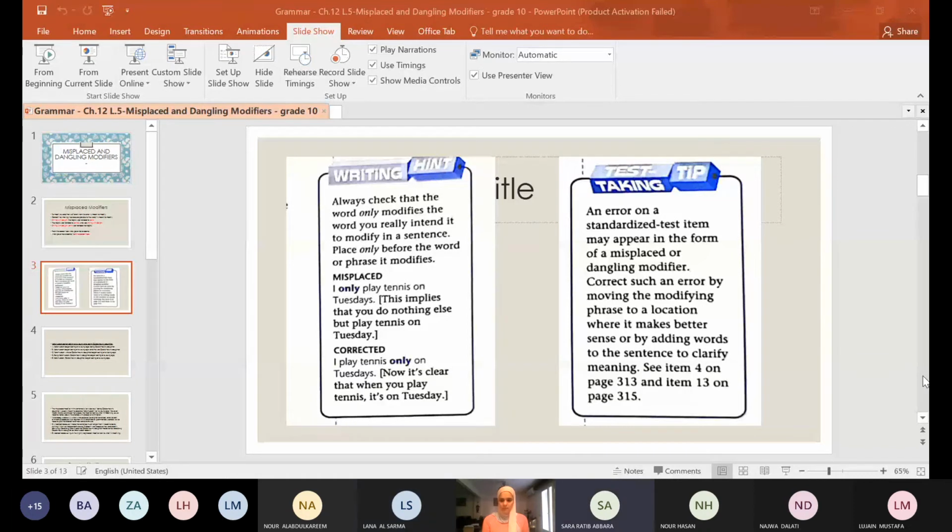Miss, what about 13? In science class, can it come at the beginning as well?